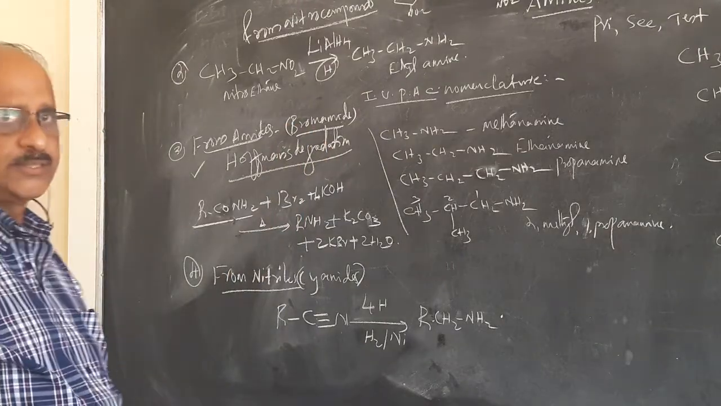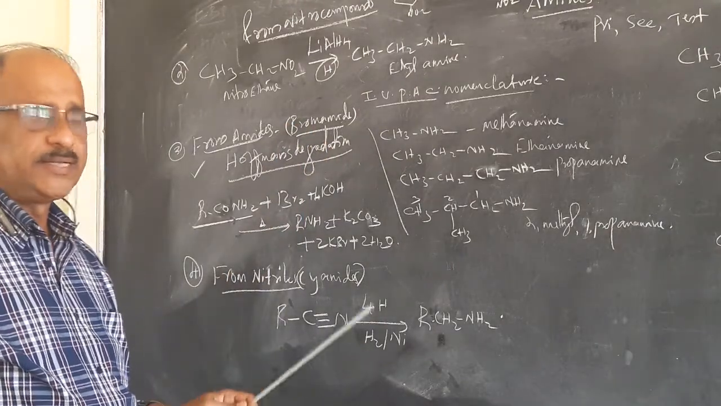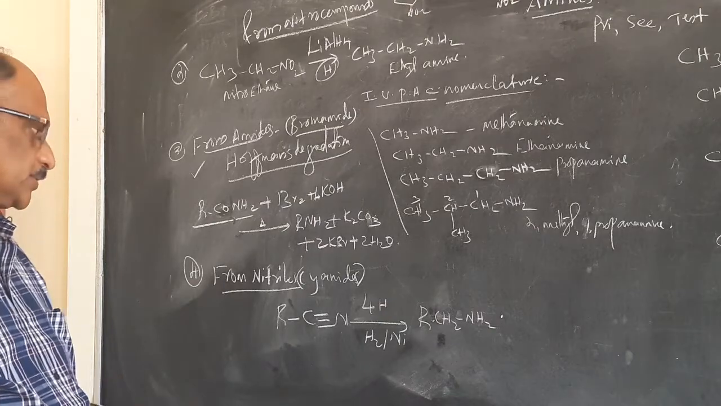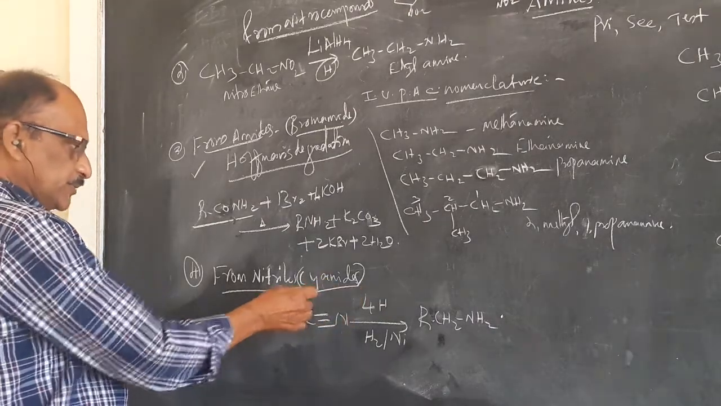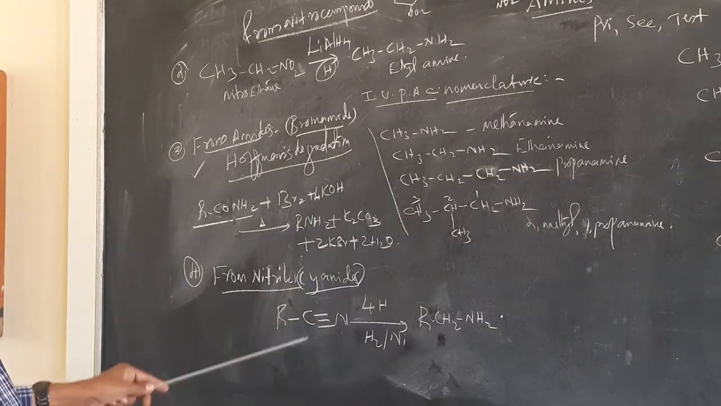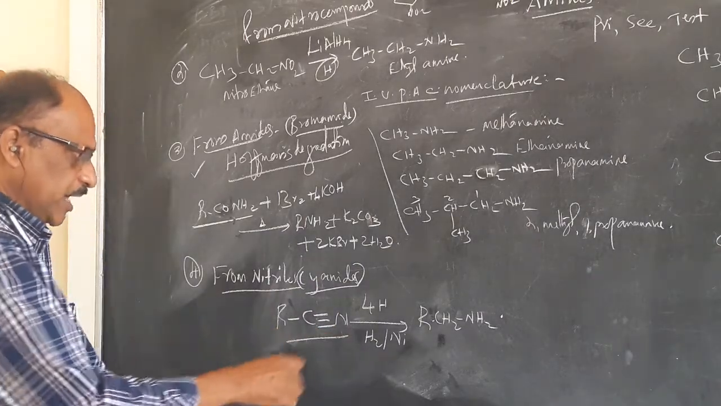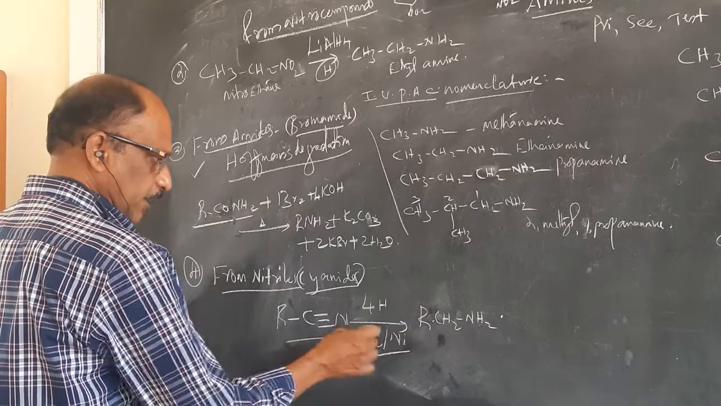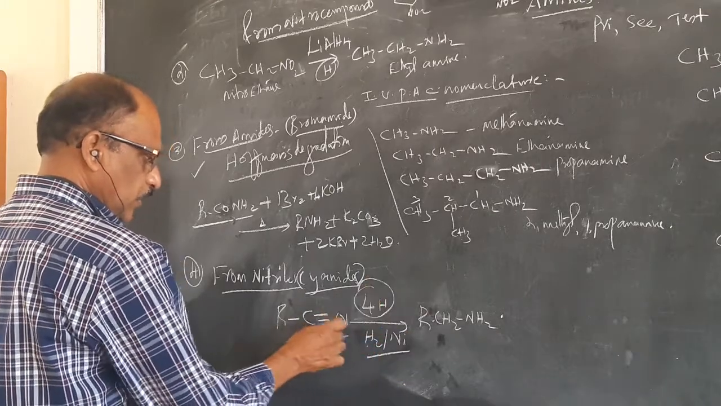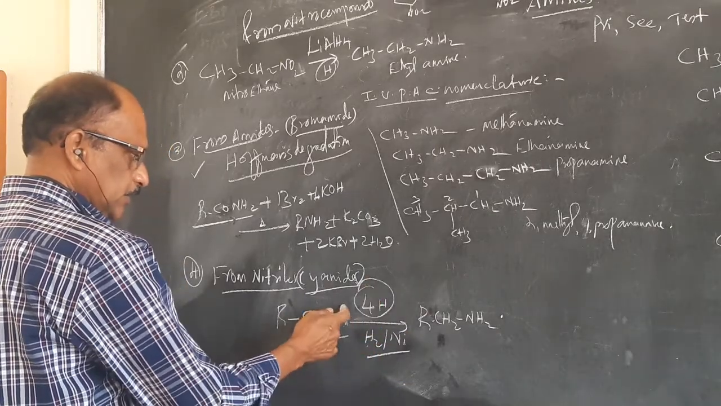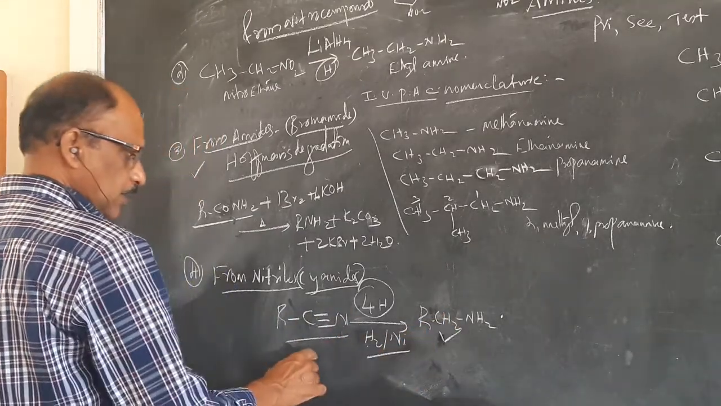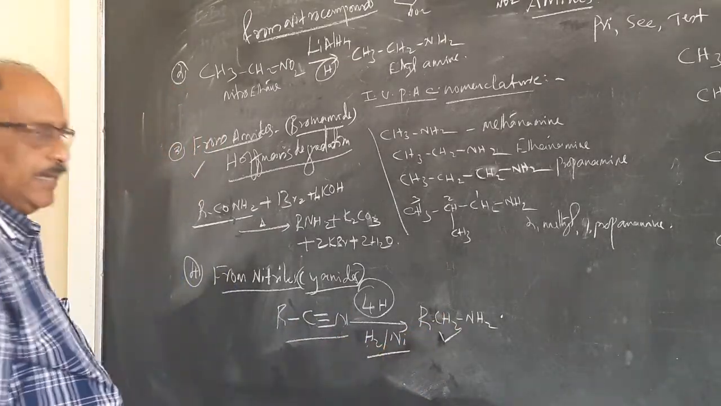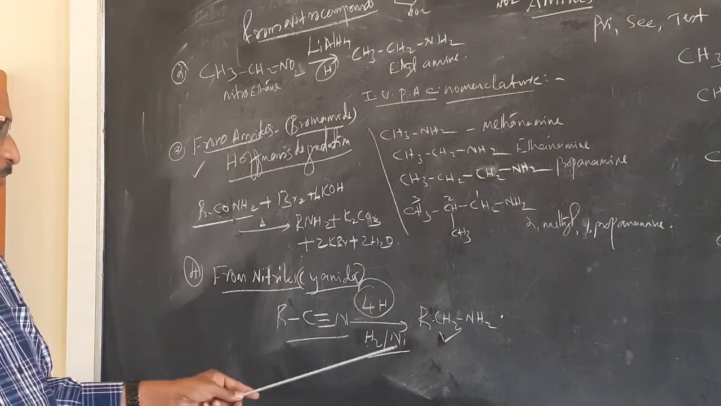Hofmann bromamide reaction, otherwise Hofmann degradation reaction. That is one of the reactions. And another reaction, the last one, is from nitriles, that is from cyanide. The CN part, the cyanide or nitrile part, can be reduced to a primary amine with the help of hydrogen and nickel.